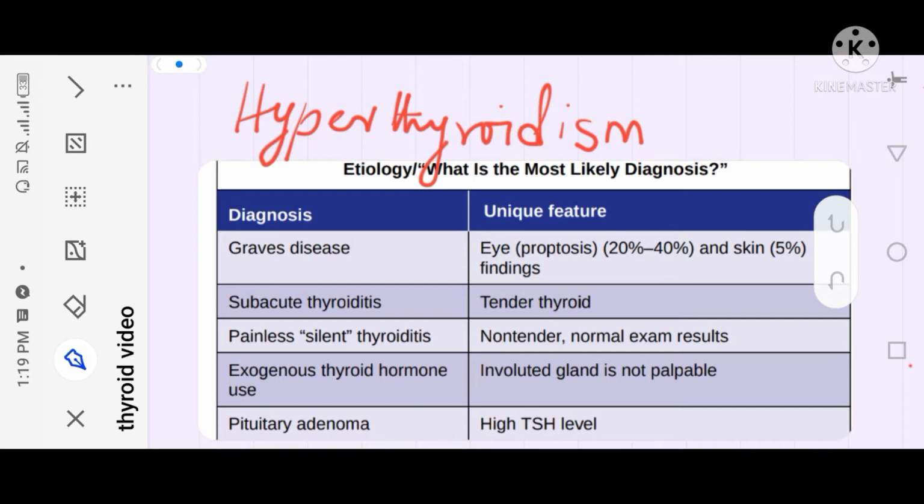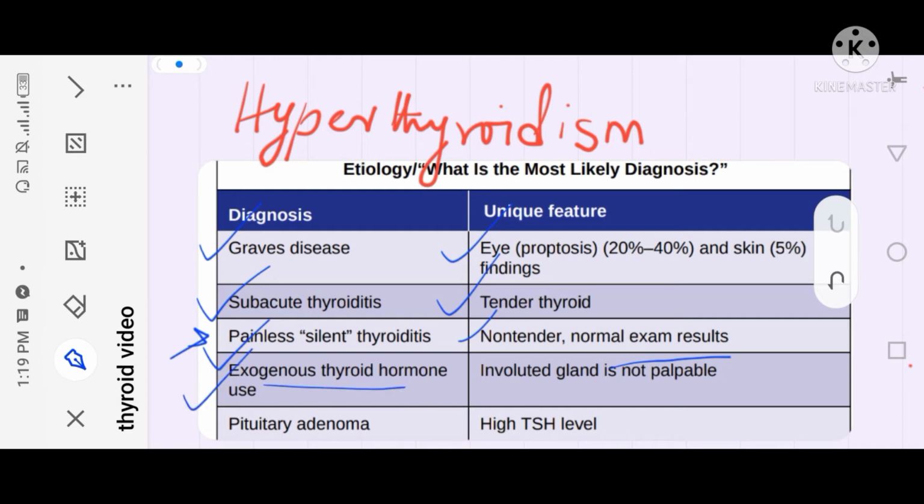There may be Graves' disease, and in Graves' disease there are different clinical features and clinical presentations of the patient, like eyes showing proptosis and skin findings. Then there is subacute thyroiditis. In subacute thyroiditis, the patient will complain of a tender thyroid on examination, on touching the neck. And in painless silent thyroiditis, the patient will have non-tender, normal exam results. A non-tender thyroid will be there in painless silent thyroiditis.